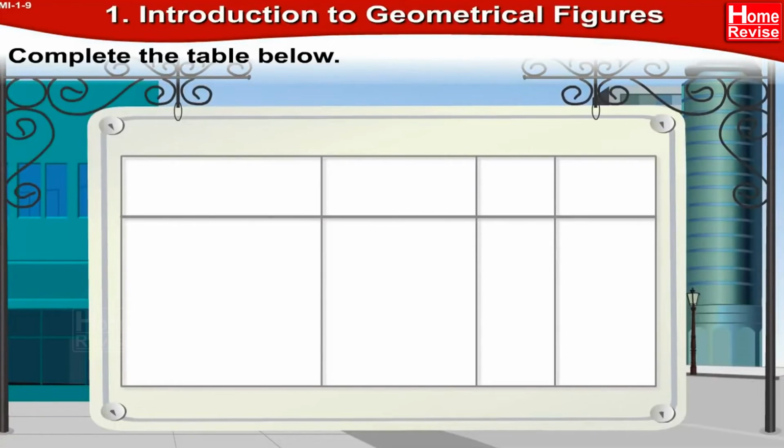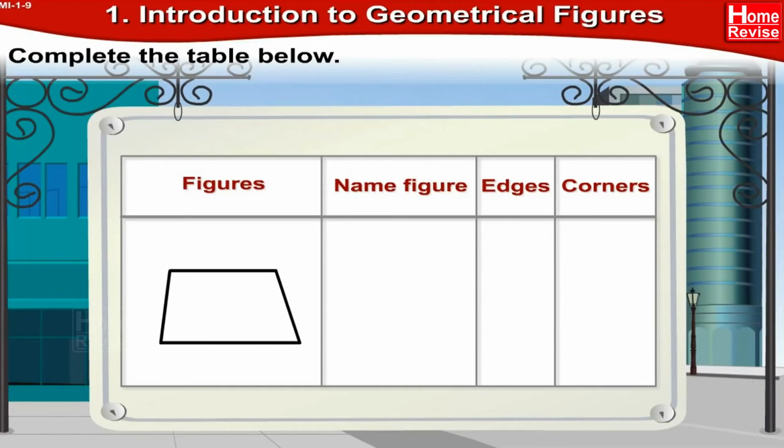Complete the table below. Well, first we will see the figure and then we will identify the figure, talk about the edges and the corners. For that, the table is prepared. Figure. If you see the first figure, that's a quadrilateral. So name of the figure is quadrilateral. How many edges does a quadrilateral have? 4. Right. How many corners? 4. Right again.